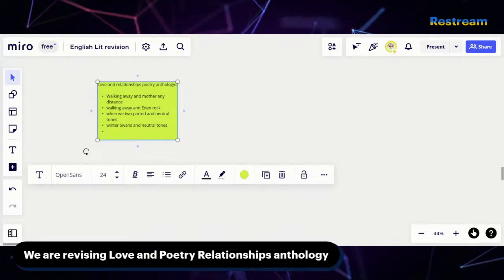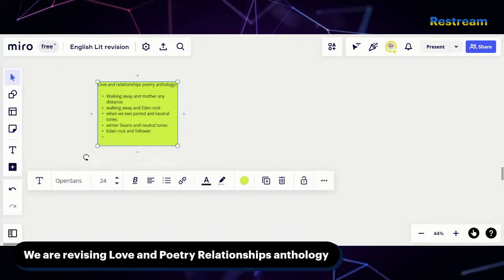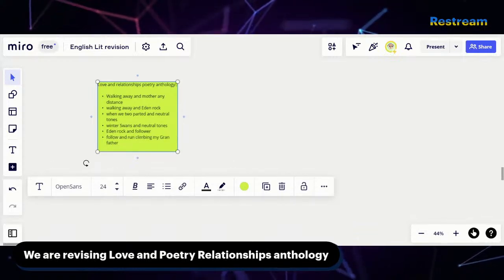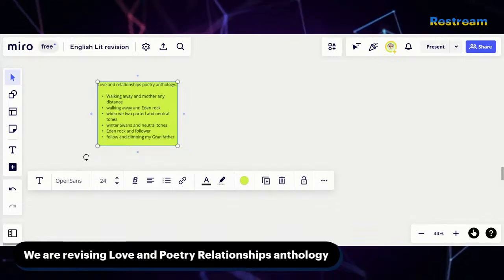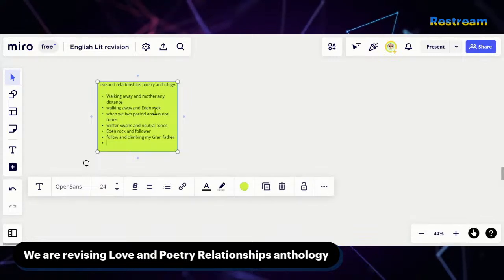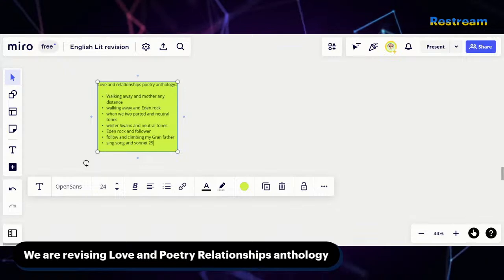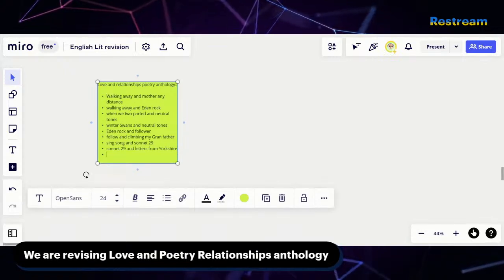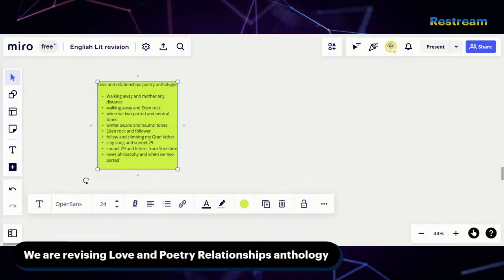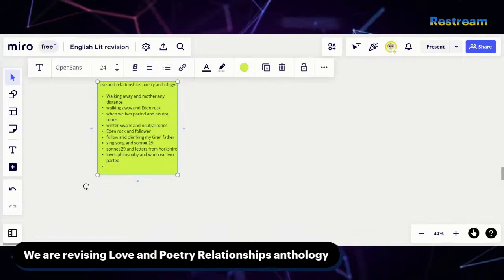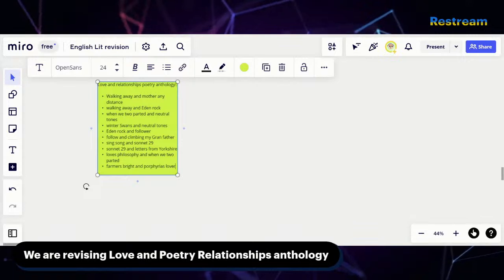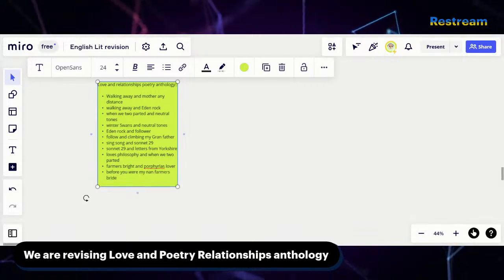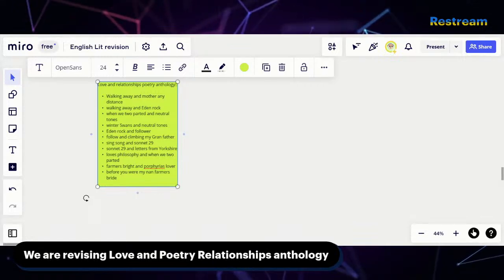Eden Rock and Follower. Follower and Climbing My Grandfather. Singh Song and Sonnet 29. Sonnet 29 and Letters from Yorkshire. Love's Philosophy and When We Two Parted. Farmer's Bride and Porphyria's Lover. Before You Were Mine and Farmer's Bride. And those are all of the comparisons that we look at.